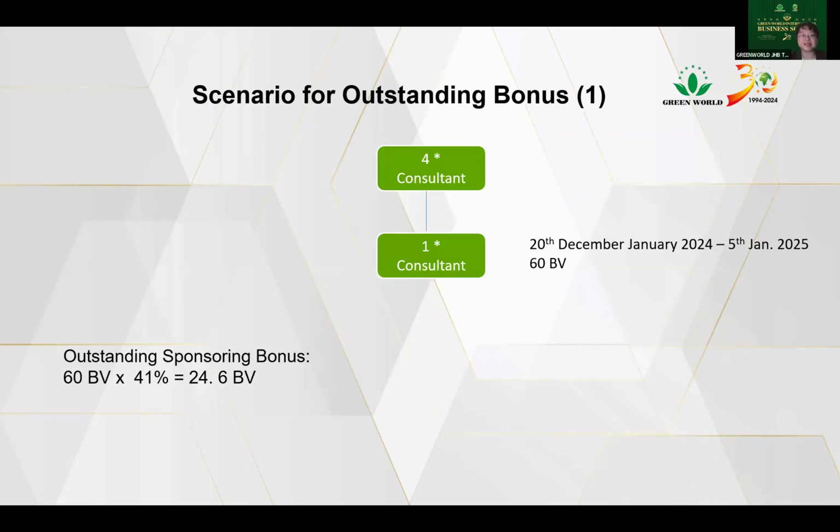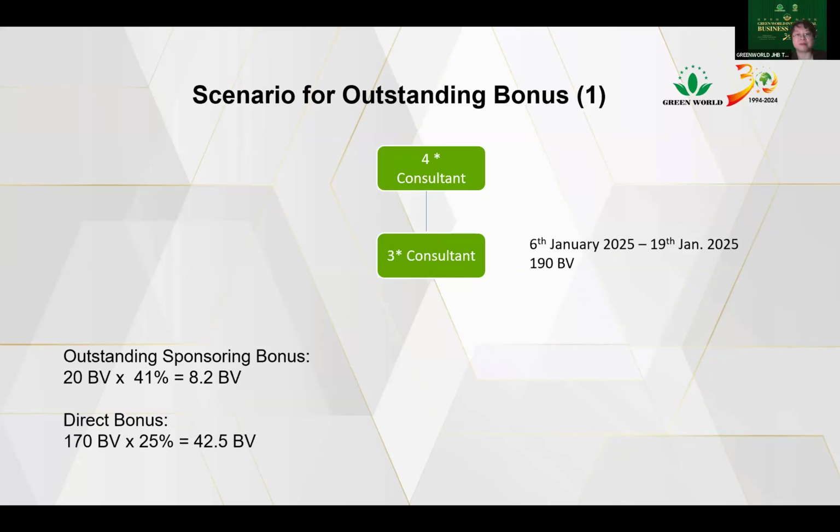Then the calculation is 60 BV times 41%. So the 24.6 BV goes to the star 4 consultant for this particular period. Remember that 3 bonuses are calculated on the period based on the fortnight. That is the outstanding sponsoring bonus, the direct bonus, and indirect bonus.